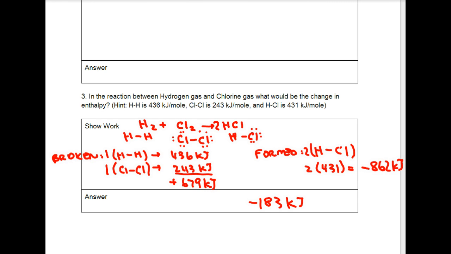Once you have the actual reaction written out and balanced, you draw out the molecules, and based off the number of valence electrons and trying to get the filled octet for each atom, those are the structures that you end up with. So we have broken 1 H to H bond and 1 Cl to Cl bond, and we have formed 2 H to Cl bonds, and the total should be negative 183 kilojoules.